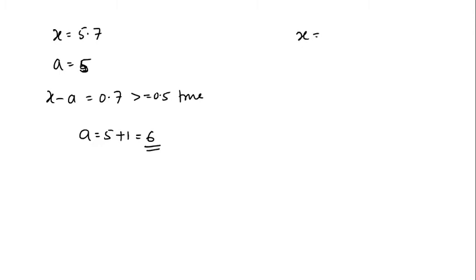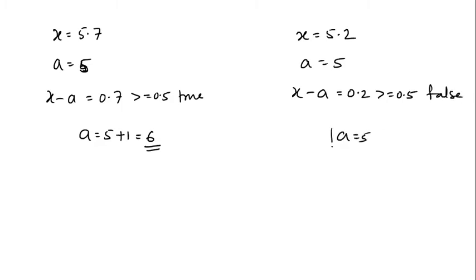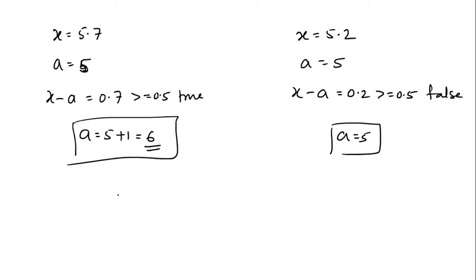Whereas if your x is 5.2, then your a is still 5, but the difference between x and a is 0.2, and when I compare if it is greater than or equal to 0.5, the answer is false. So my a remains as it is, as 5. I hope you have understood how exactly this works.